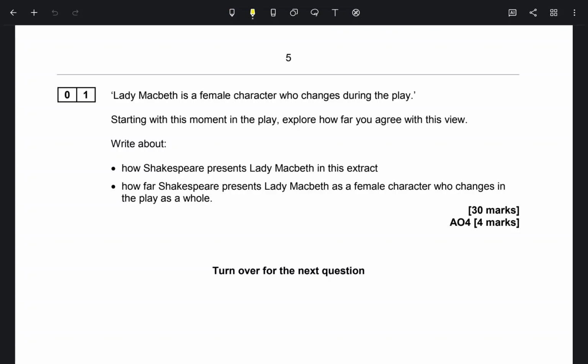So how do we break down this question? It's quite simple. We are looking for you to write at least 2 paragraphs for the first bullet point.